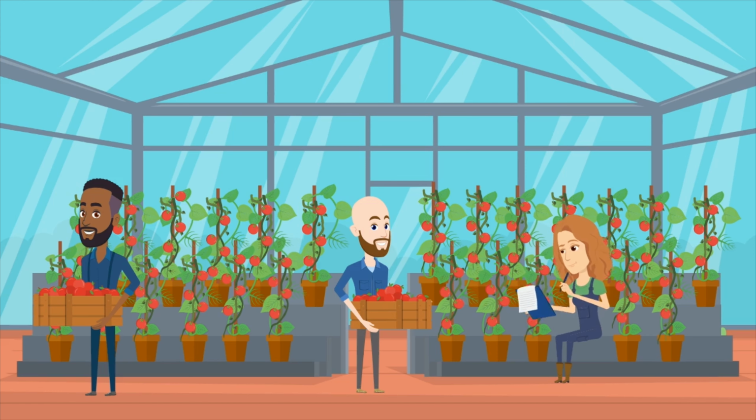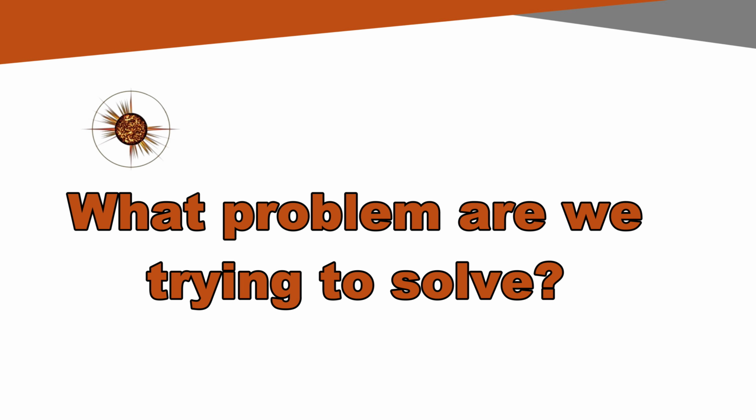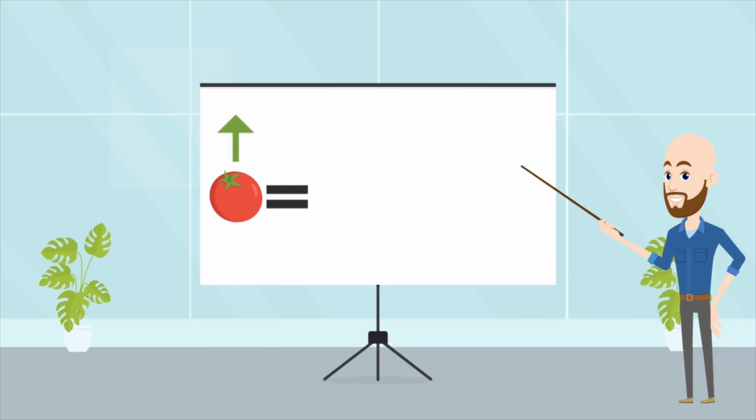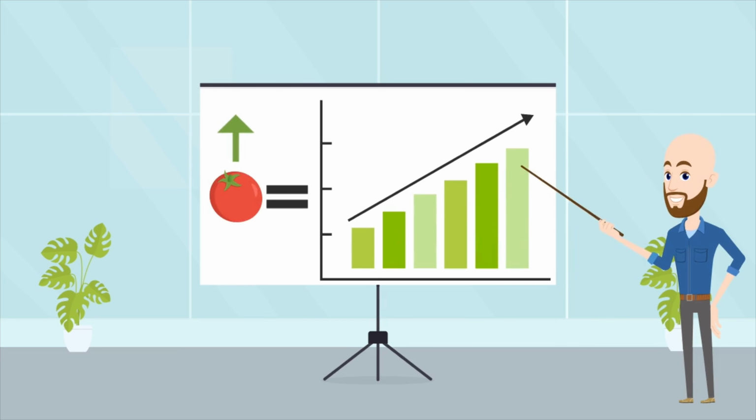To start with, let's say we have a big industrial greenhouse and we're trying to grow some tomatoes. Well, we need to ask ourselves the first question: what problem are we trying to solve? And it's useful to make this a single sentence with a practical outcome. For us in our example, it could be, I want to see a better yield from my tomatoes.